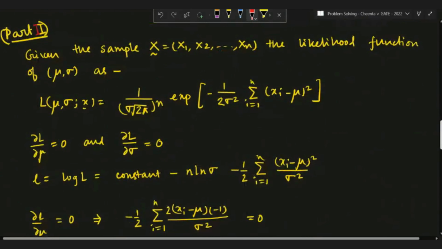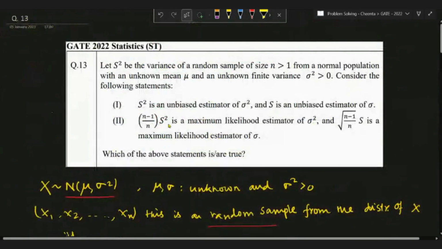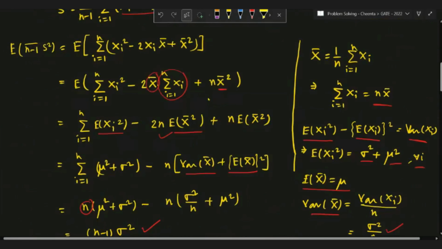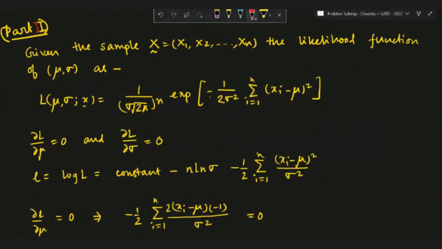So here we have to check, let us check the problem once. Here we have to check whether (n minus 1) by n S square is a maximum likelihood estimator of sigma square, and similarly the case of standard deviation. So for this, we obtain the likelihood function. Given the sample x, we write the likelihood function of the parameters mu, sigma as L(mu, sigma given x). So this is the product of the PDFs.